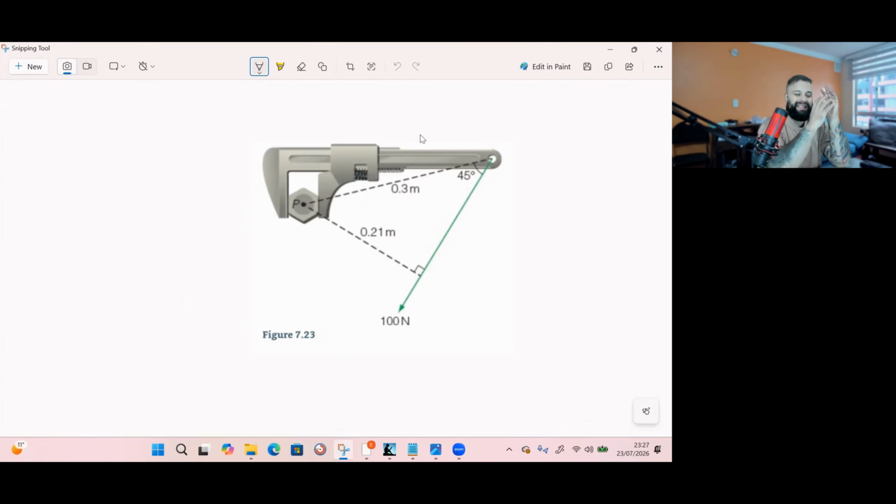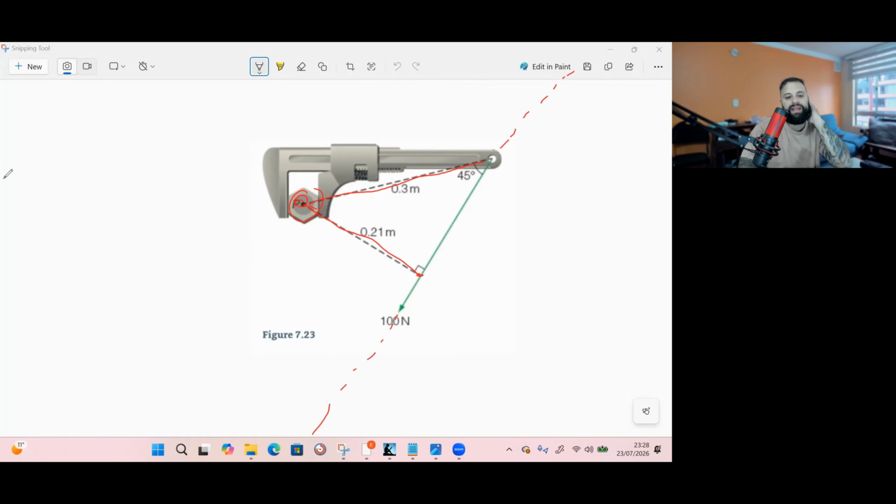So let's look at this diagram in your textbook. So the pivot is at the actual nut. You see it marked at the letter P, that's the pivot. And the spanner has a length from here of 0.3 meters. And then you got the force 100. Now we could extend the line of action of the force in both directions like so. And we see a 45-degree angle. Now, they give you 0.21 as the perpendicular distance from the pivot to the line of action of the force.